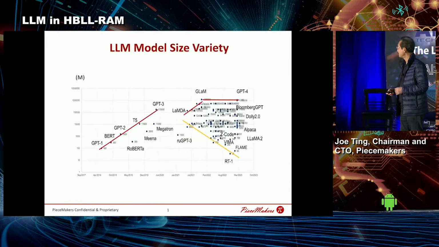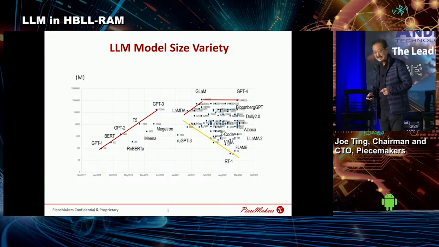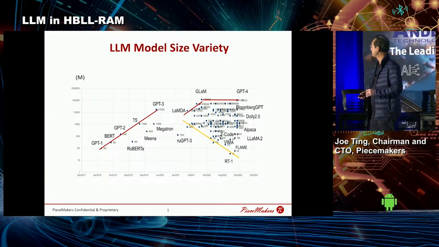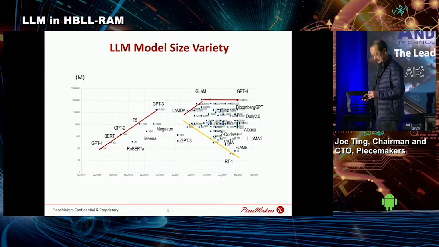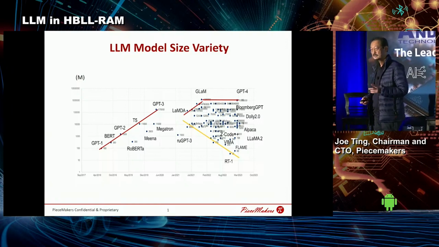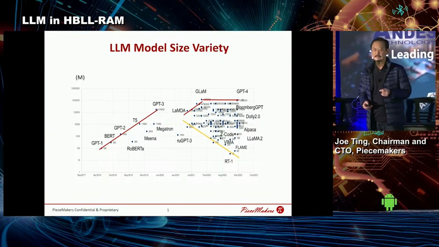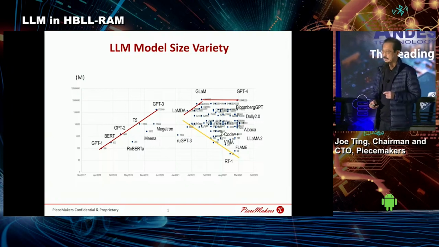Now, since last year, with the large language model, there are different sizes of models produced. Different model sizes require different memory to carry the parameters. But all of them require high bandwidth.